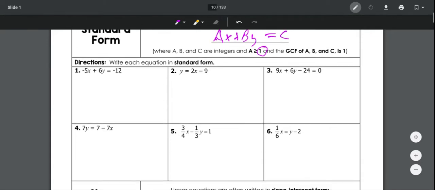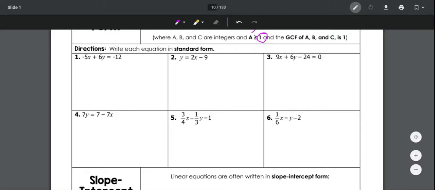So let's go ahead and do an example. Basically the way that you approach these is you manipulate them like you would do equations. This is why we did some of that stuff. So if we look at number 1, we have negative 5x plus 6y equal to negative 12. The big thing here is we need to take this negative 5x and make it just 5x. So the way we get rid of the negative is we divide by negative 1, and that will give us a positive number.